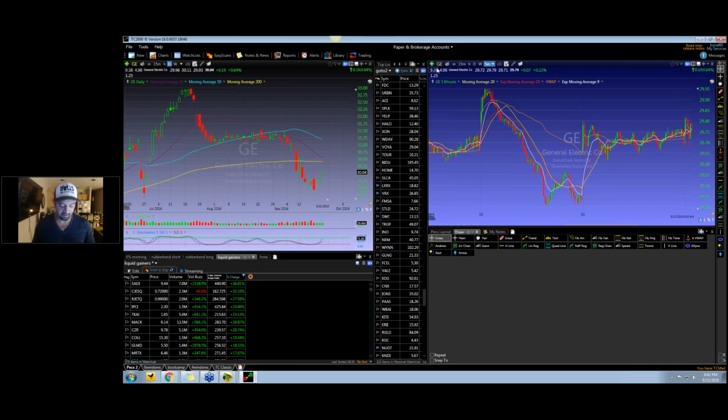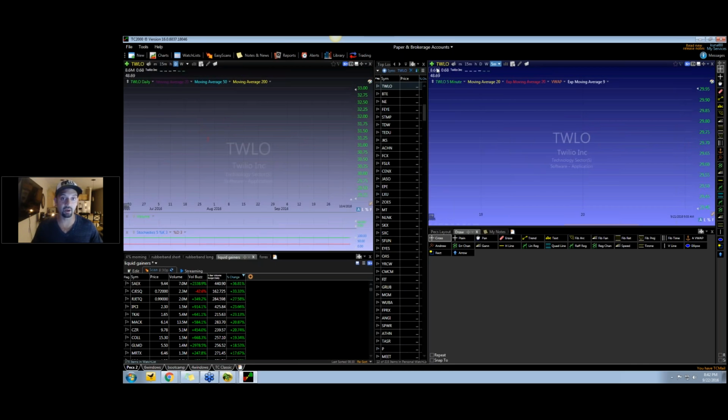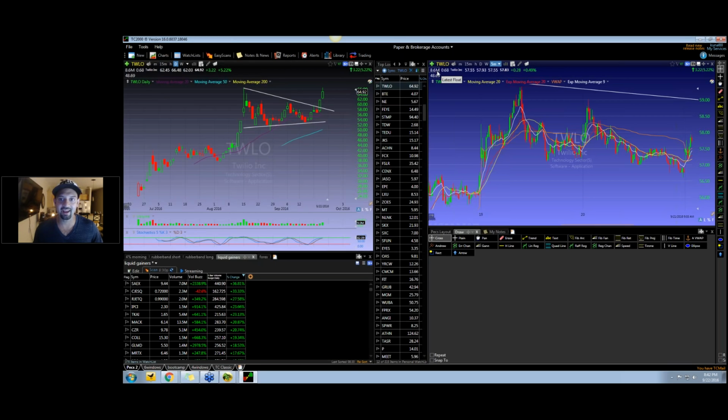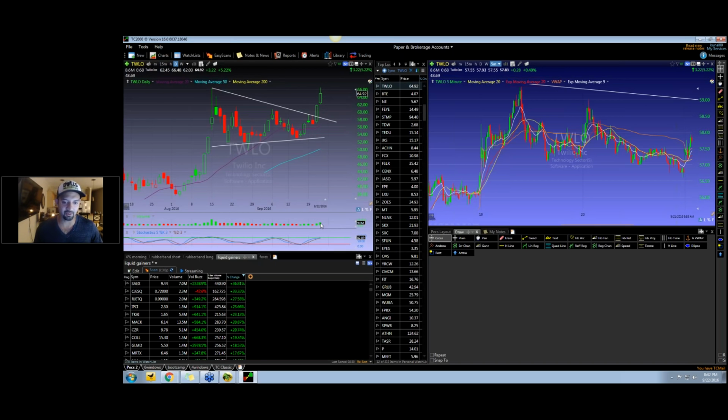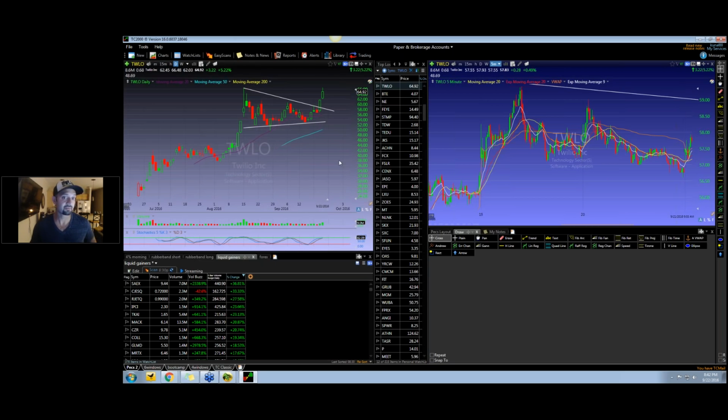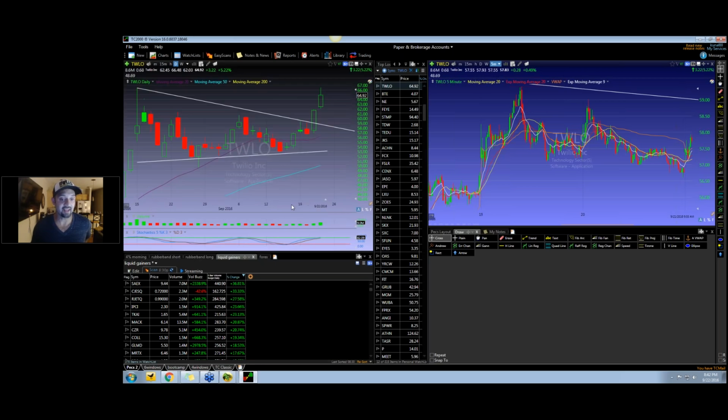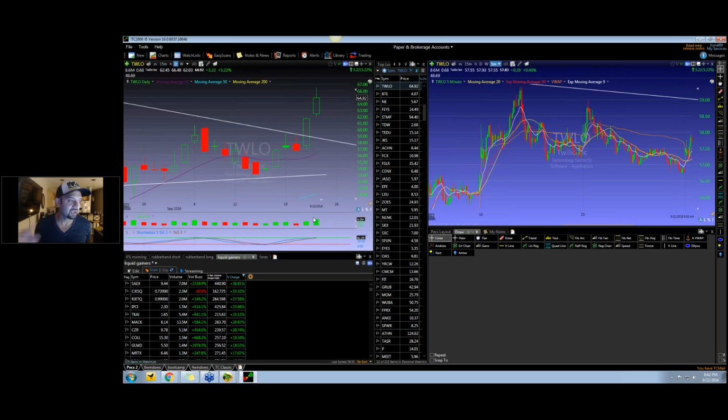Reverse that with a stock like TLWO. See this stock? It's got an 8.6 million share float. Look, the volume on it today was 9 million. Yesterday it was 6 million. It's not an e-liquid stock, but it is a low float stock.